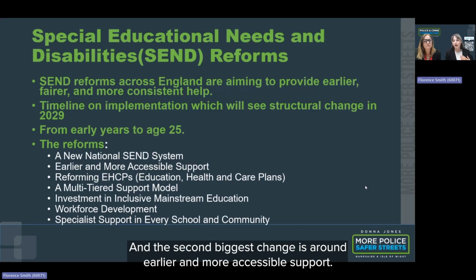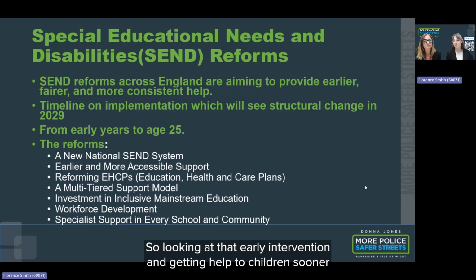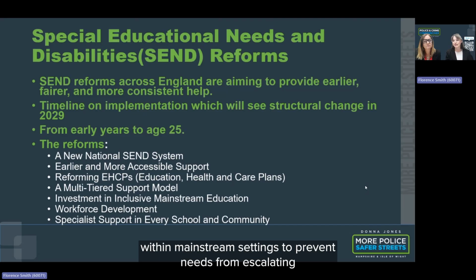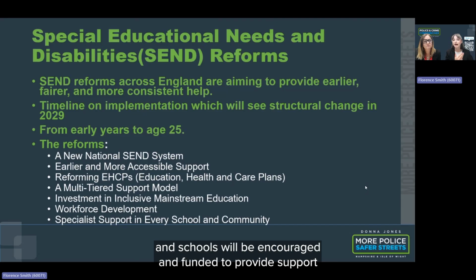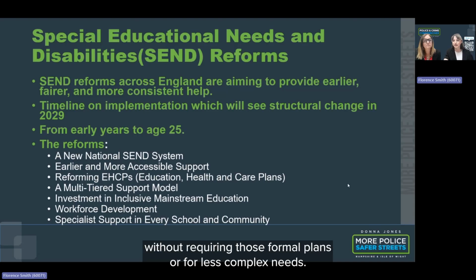The second biggest change is around earlier and more accessible support. So looking at that early intervention and getting help to children sooner within mainstream settings to prevent needs from escalating, and schools will be encouraged and funded to provide support without requiring those formal plans for less complex needs.